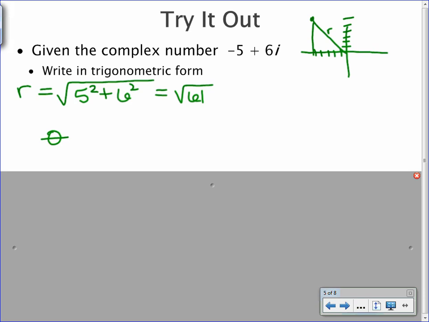Now I need theta, so we're going to use this reference triangle to figure out what theta is. Chase said we need to use the tangent. The tangent of theta equals what? Right, over 5, up 6. We're going to do 6 over 5. It actually does not matter if you put the negative in there or not because we're working with a reference angle at this point. So what is the angle when tangent is 6/5?